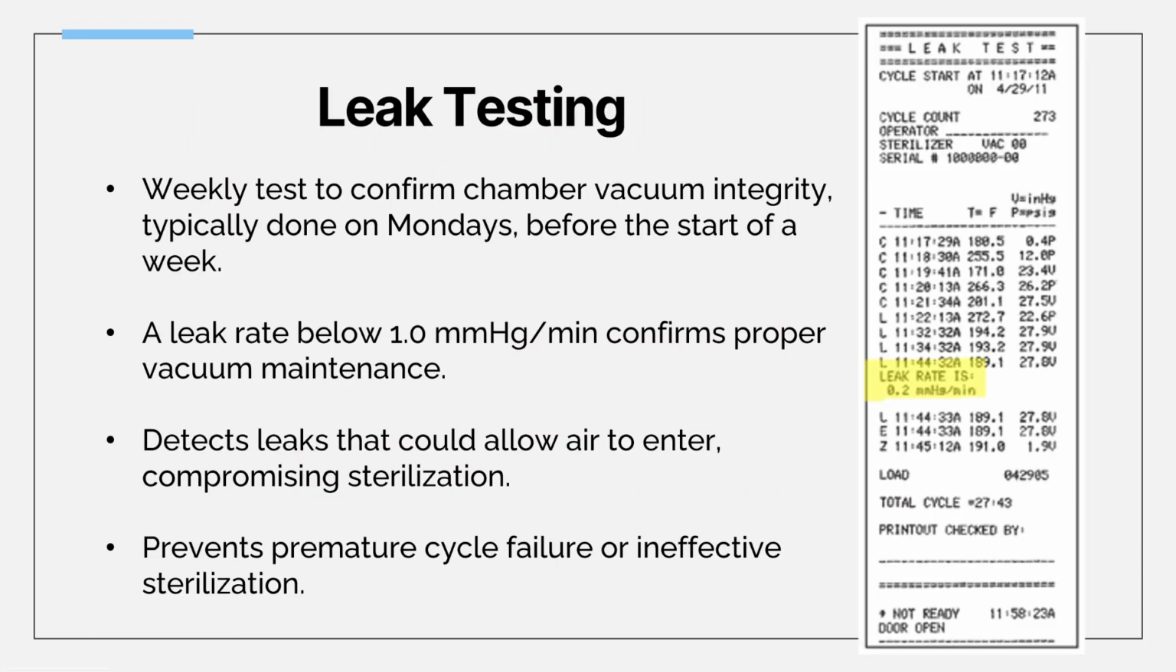And then we also have what we call leak testing. This one is done weekly, instead of every day. Leak testing checks if the vacuum chamber holds any pressure. A slow leak can allow air in, which compromises sterilization. So this is done weekly, usually before the start of a week. It could be done on a Sunday night shift or a Monday morning shift.